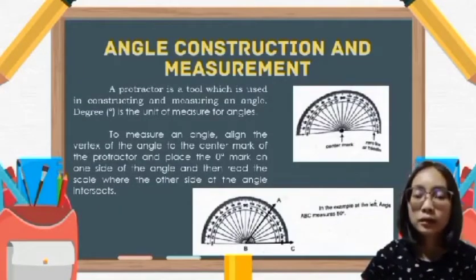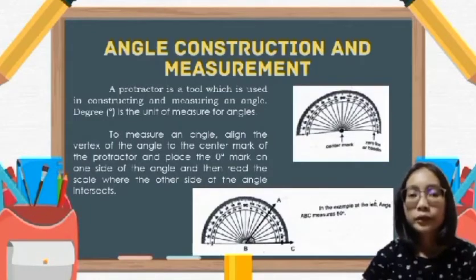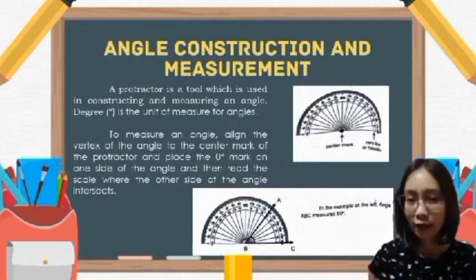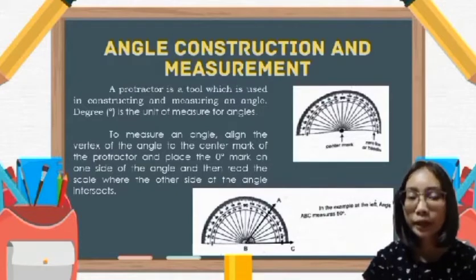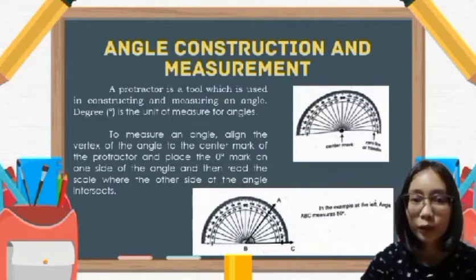So, angle construction and measurement. The construction of angles refers to constructing different angles such as 30 degrees, 45 degrees, 60 degrees, 90 degrees using a compass, protractor, ruler, and a pencil. This is considered to be the pure form of geometric construction.